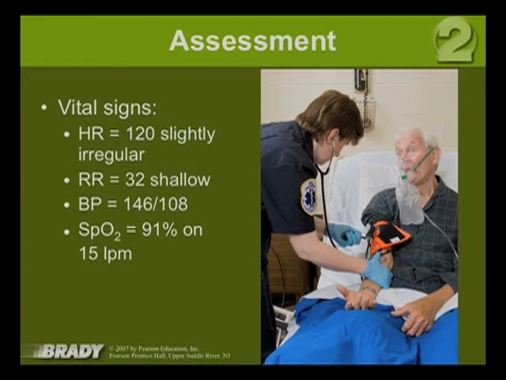He has a respiratory rate of 32 and shallow. And he has a blood pressure of 146 over 108, and his O2 sat is 91% on your 15 liters per minute, so you would expect to see a little bit higher there. Maybe if we slow that breathing down, get that breathing under control, get deeper breaths, that might come up.